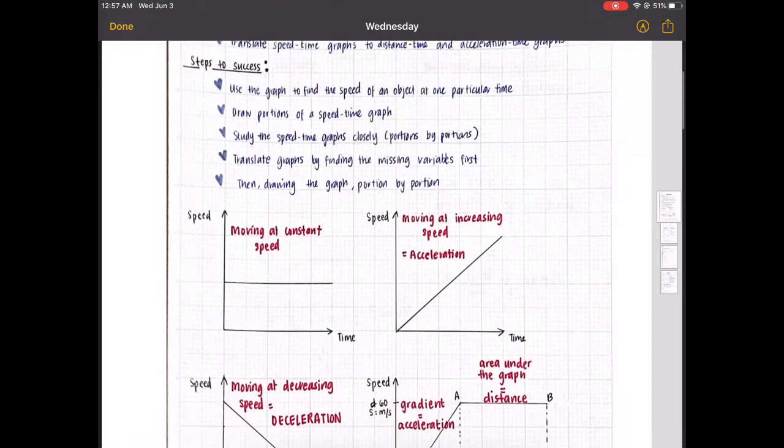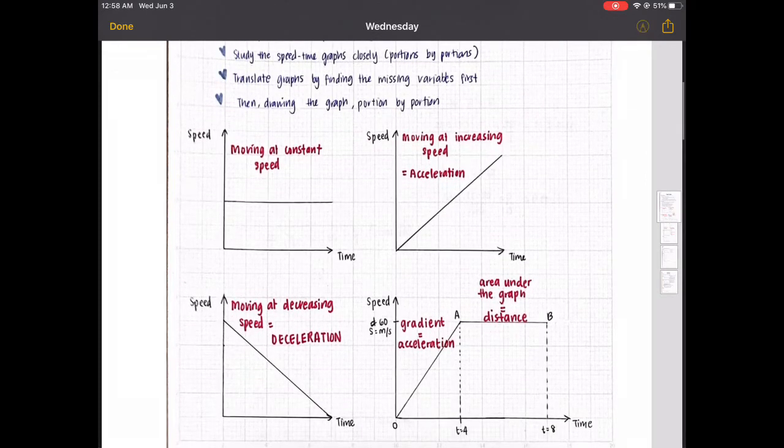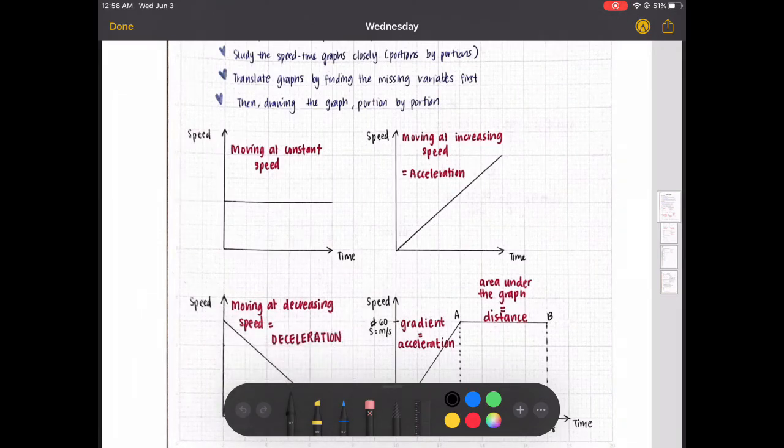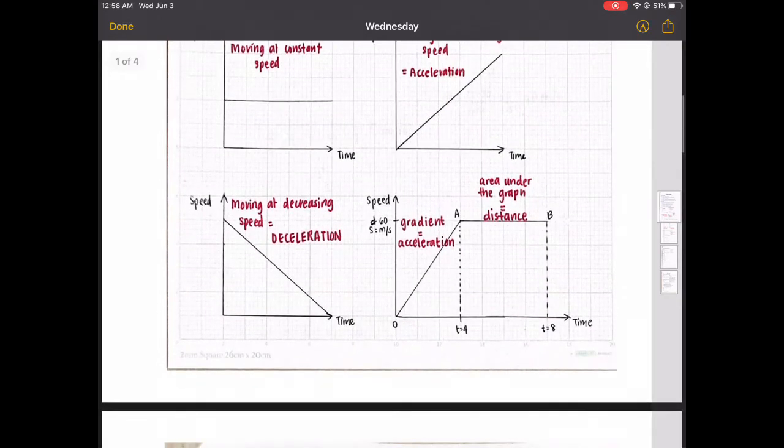Okay, so let's look at some basic speed time graphs. When speed time graphs are flat, they are moving at constant speed. They are not stopping, they're just simply moving at constant speed. If a speed time graph has an increasing slope or an upward slope, they are moving at increasing speed, or in other words, they are accelerating. There is an acceleration, so the speed keeps on increasing. Meanwhile, if it is a downward slope, they are moving at decreasing speed. They are decelerating, they are slowing down.